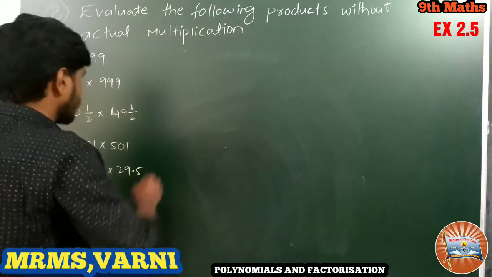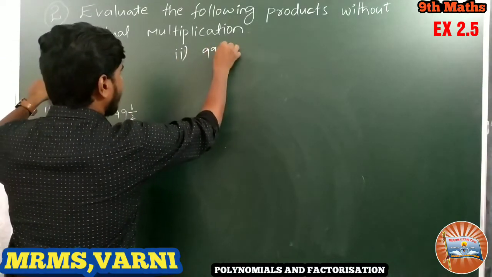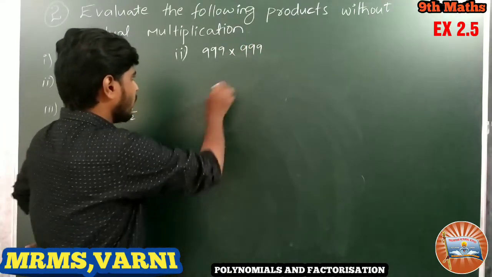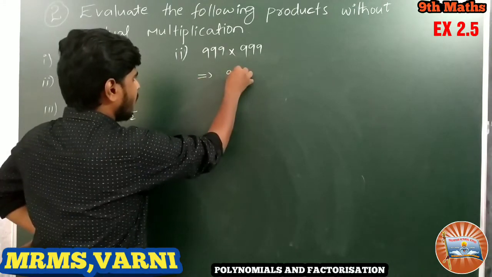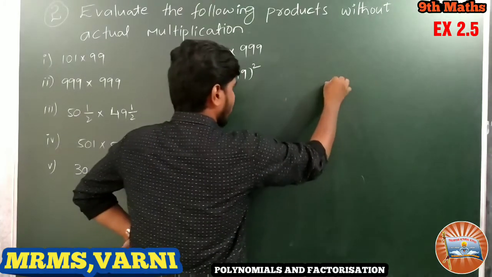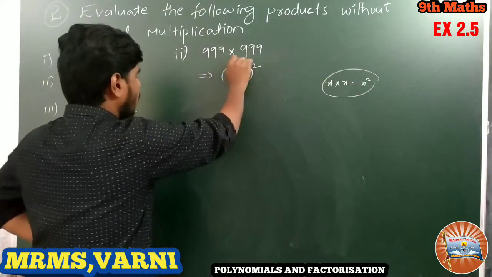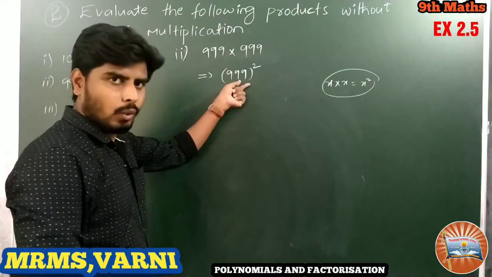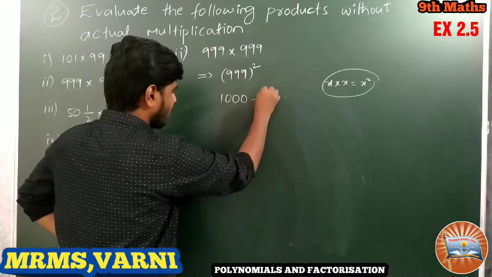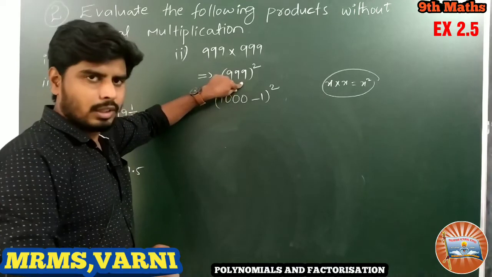So what is the question given? 999 into 999. So this we can write as 999 whole square. Suppose x into x is there, we can write x square. Similarly, 999 into 999 is equal to 999 whole square. And next step we can write this as 1000 minus 1 whole square. 1000 minus 1 is nothing but again 999.